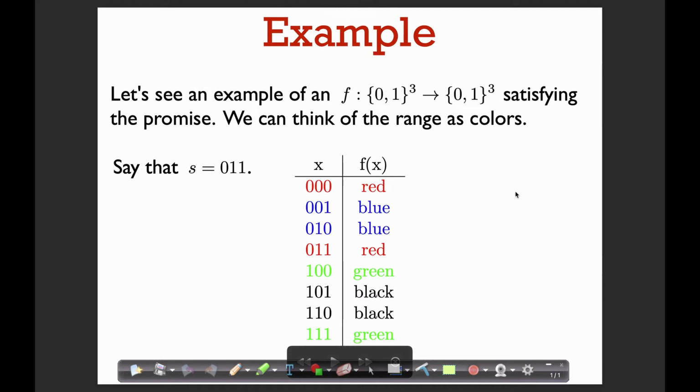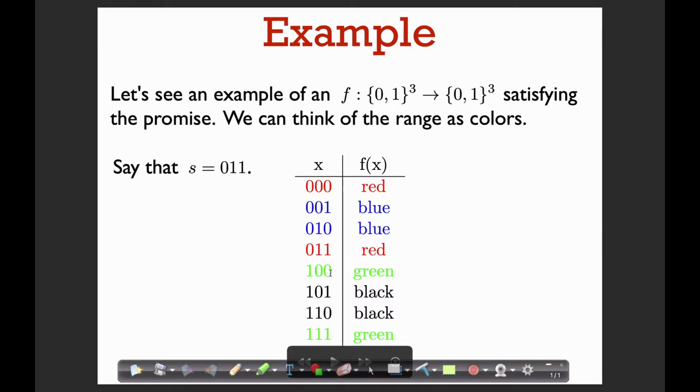Okay, so let's see an example. Here we're working with 3-bit strings, so f maps 3-bit strings to 3-bit strings. And just to give a more visual representation of f, instead of thinking of the range as bit strings, I'm representing them as colors. Let's say that s is the string 0, 1, 1. That means that f of x and f of x XOR 0, 1, 1 both have to map to the same color. And no other input can map to the color red. So we see that no other input maps to red.